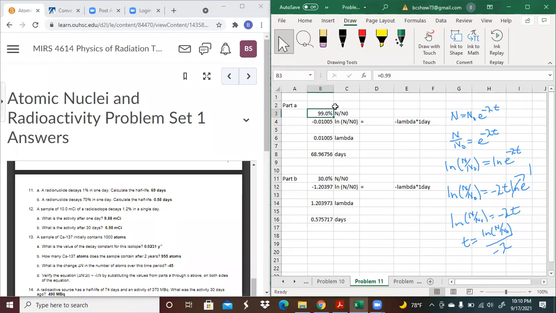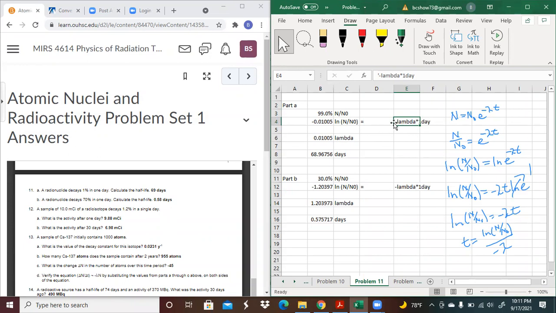Now, I said all of that to say this. Let's take a look here at part A. It decays 1% in 1 day. Since it decays 1% in 1 day, I know that this ratio after 1 day is going to be 0.99, expressed as a percent, 99%. Using this particular formula, I know that if I take the natural log of this, which is essentially going to end up being this, this is my result. I also know that this is going to be equal to minus lambda times 1 day, because this is what I see in 1 day.